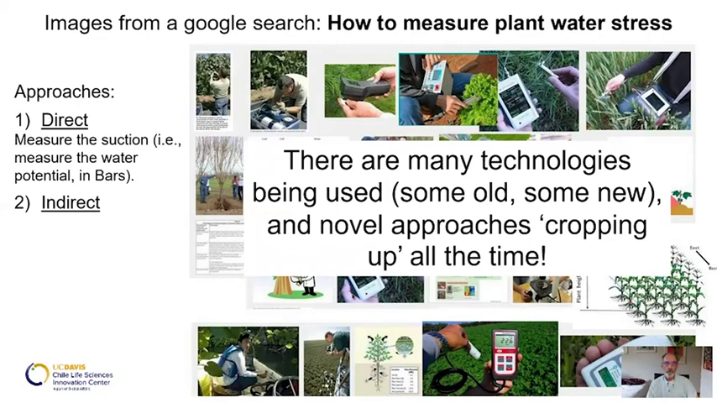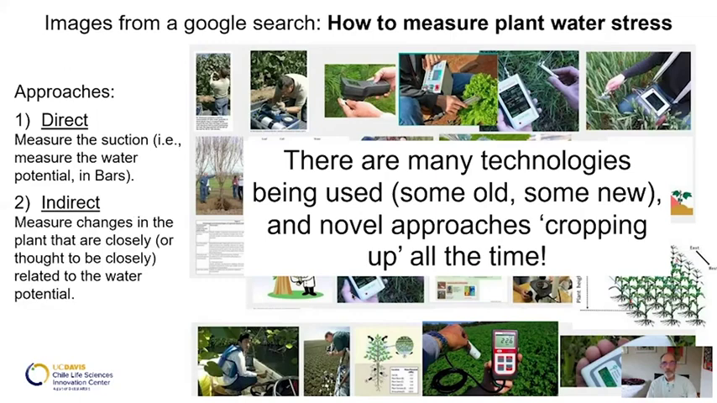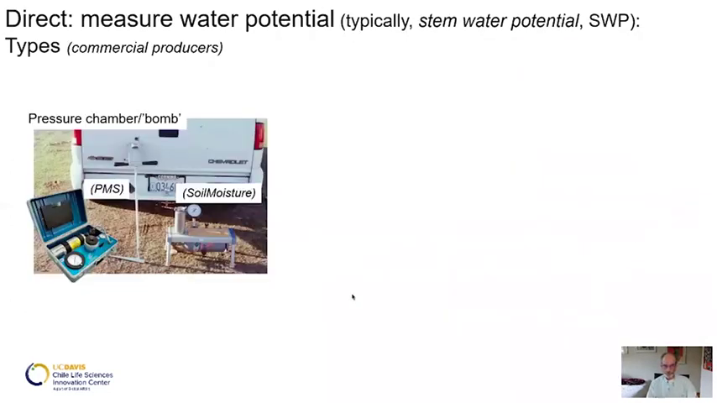The direct approach is to measure the suction, and that's measured in a pressure value called bars. The indirect approach is to measure something about the plant that responds to the suction, or that we think responds to the suction. So I'll talk about the direct measurements first.